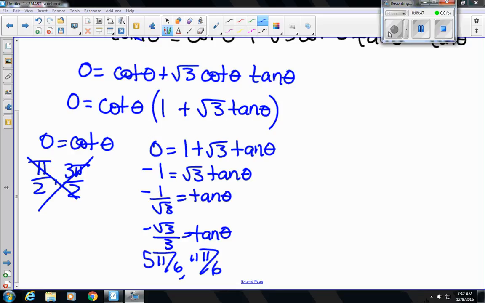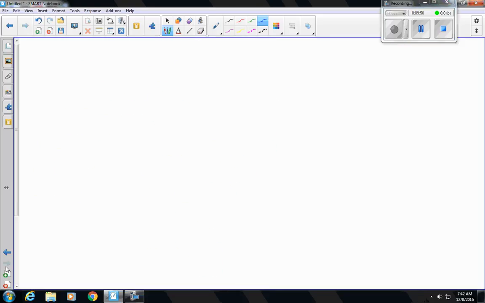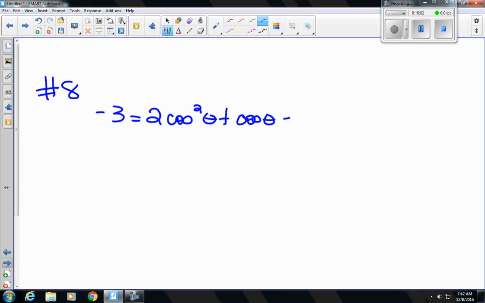Okay, so this is number 8 on the test. Negative 3 equals 2 cosine squared theta plus cosine theta minus 4. Okay, what should I do as my first step? I should add the 3. Okay, so 0 equals 2 cosine squared theta plus cosine of theta minus 1. Okay. All right.